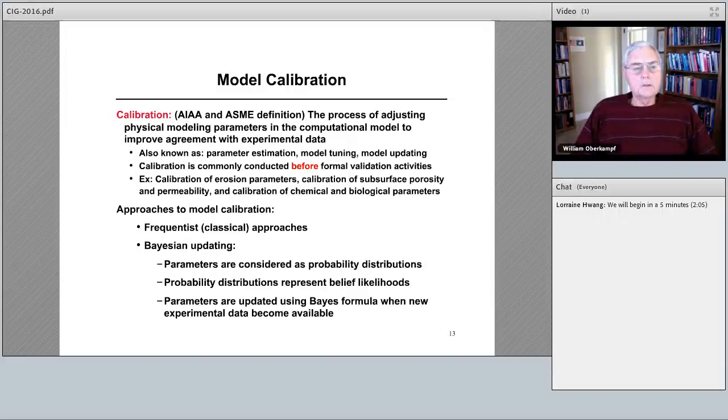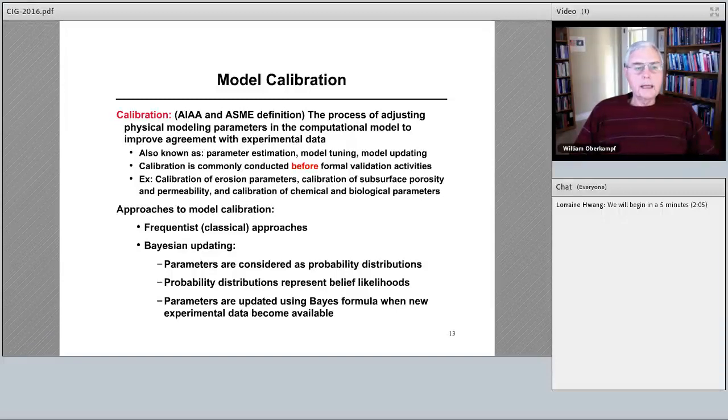to the geosciences field: calibration of erosion parameters and models, calibration of subsurface porosity or permeability, calibration of chemical and biological parameters. There are hundreds, if not several hundreds, of parameters in your models. And these can come from both the system itself or from boundary conditions or the environment on your model. It's usually called excitation in an engineering system.